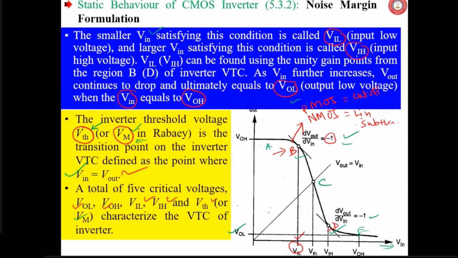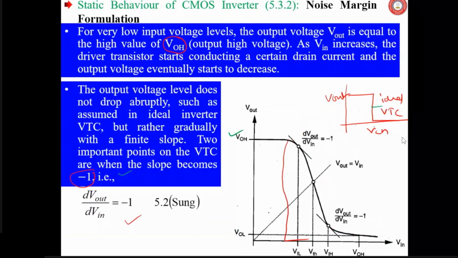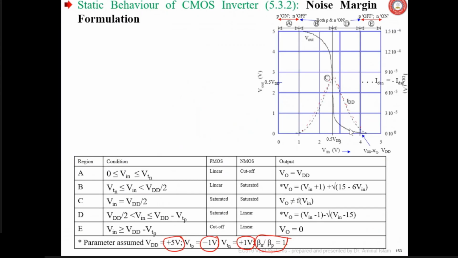And NMOS, somebody is telling linear, somebody is telling subthreshold. This is the condition. Okay, and this lecture we have discussed just in the previous lecture. I said that you study. See, region B is here.